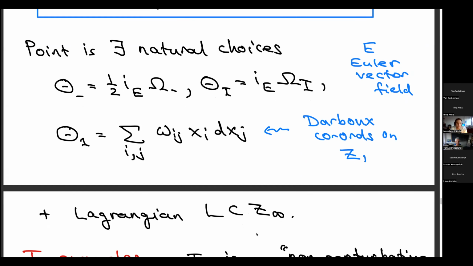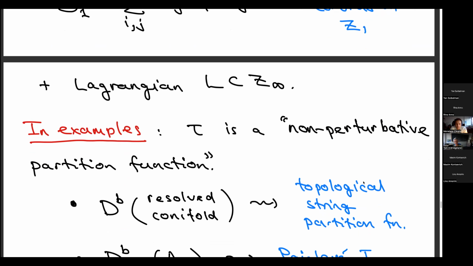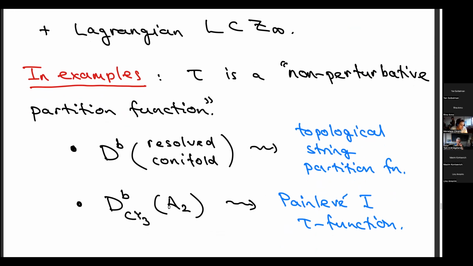But in examples, I basically have some theorems that say that this tau function is a nice function. As I was discussing before, in this case of the resolved conifold, this reproduces the function that I was thinking about before, which is this non-perturbative partition function. And in the case of the A2 quiver, you can compute everything. This can be thought of as a theory of class S case. It's got poles. But you can compute everything completely explicitly, quite complicated though. And you can prove that this tau here is exactly the Painlevé I tau function.